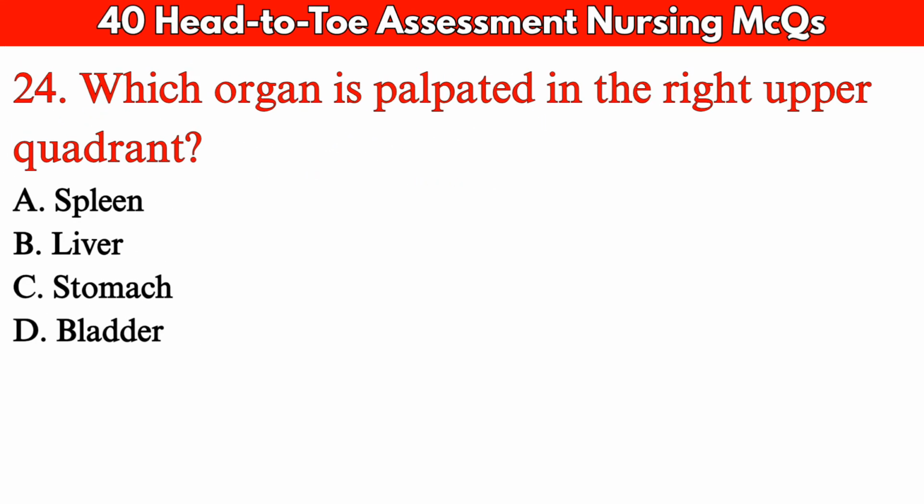Which organ is palpated in the right upper quadrant? A. Spleen, B. Liver, C. Stomach, D. Bladder. Correct answer B. Liver. The liver is located in the right upper quadrant and may be palpated during abdominal assessment. The spleen and stomach are in the left upper quadrant, while the bladder is located in the lower midline abdomen.